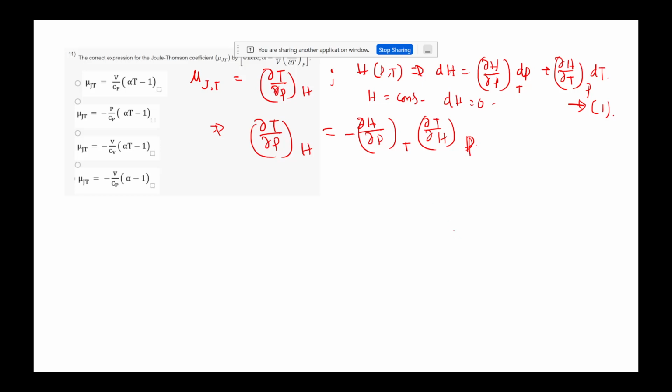And del h del P at constant T, and Cp is equal to del h del T.